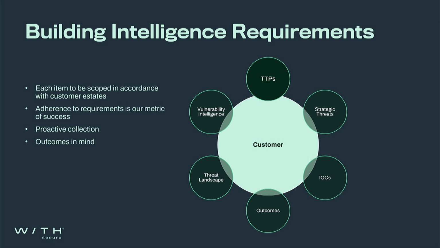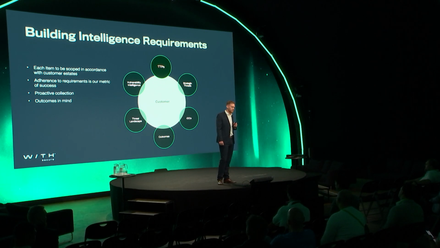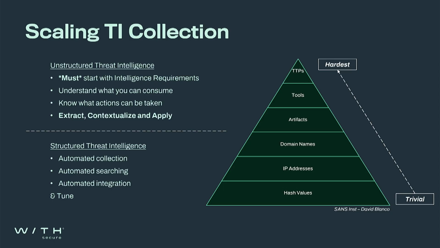And on the screen behind you, you can see the types of intelligence that we collect, and each one of those overlaps with our customer base. And how do we scale our collection? So the diagram you can see at the moment on the screen on the right-hand side is a conceptual model developed by the SANS Institute called the Pyramid of Pain. And what this does is it shows where you can disrupt a threat actor, where you can apply technical and tactical threat intelligence.